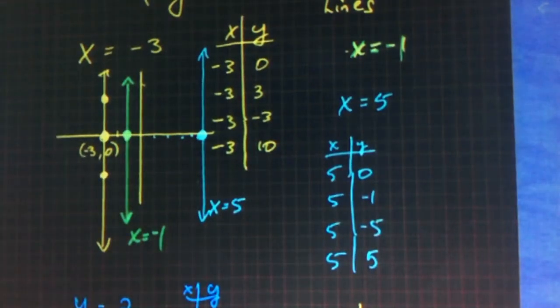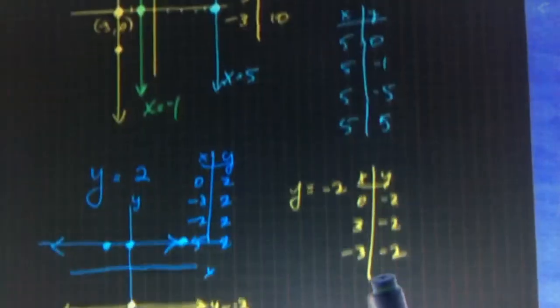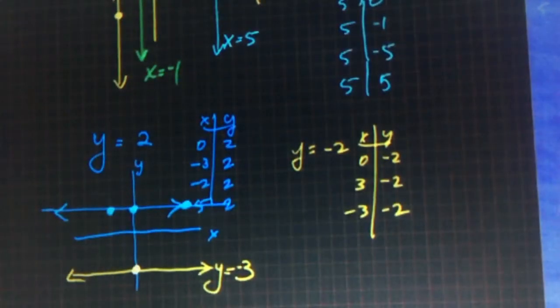Eventually, if you do enough of them, you'll just remember that the x equals a number lines are always going to be vertical, and that the y equals something lines are always going to be horizontal. Any questions?